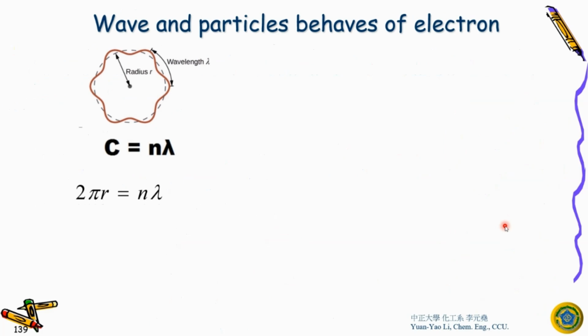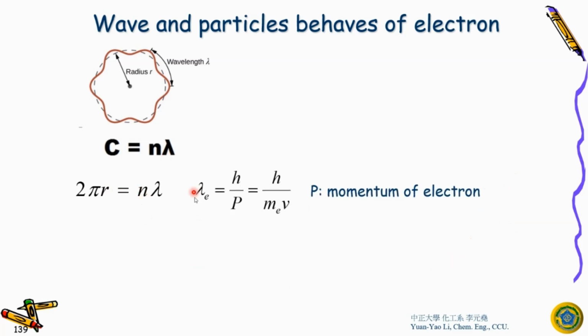So the wave and particle behavior of the electron is like this. 2 pi r equals n lambda. And then you will know that the wavelength of the electron is given by the Planck constant divided by what? The momentum of the particle, which is the momentum of the electron. Momentum of the electron is equal to what? m, mass, times the velocity. So you can put this equation into this part, right?